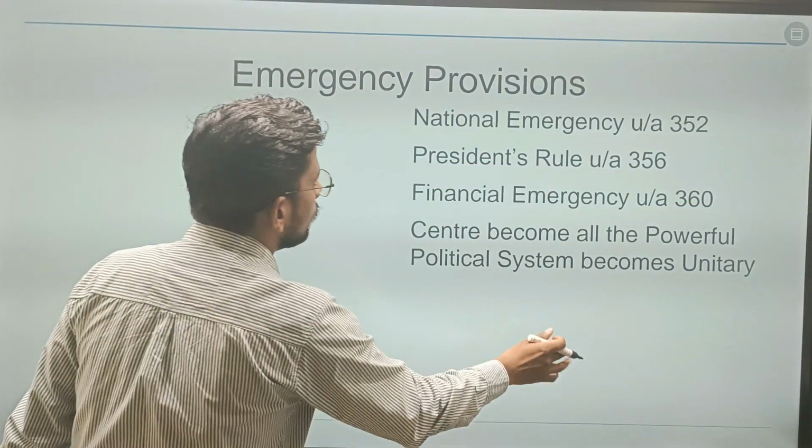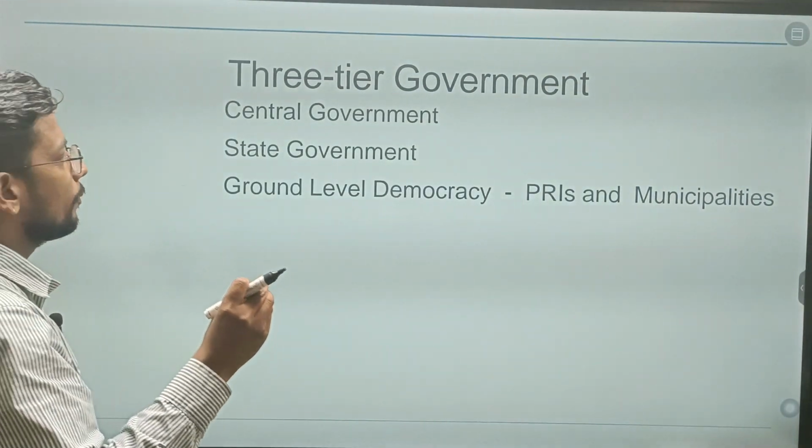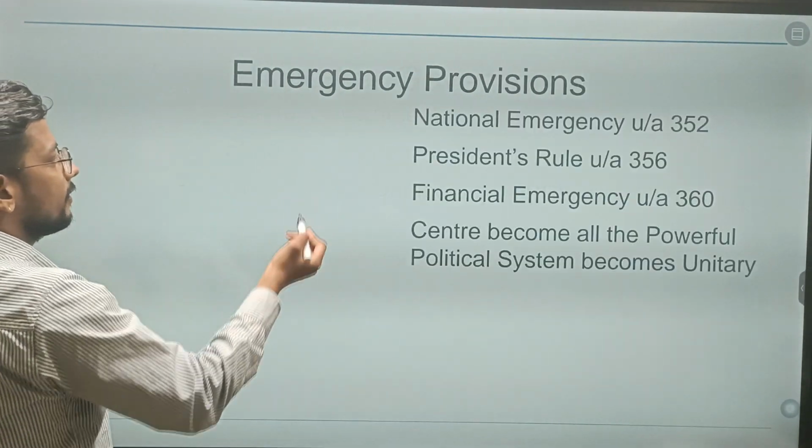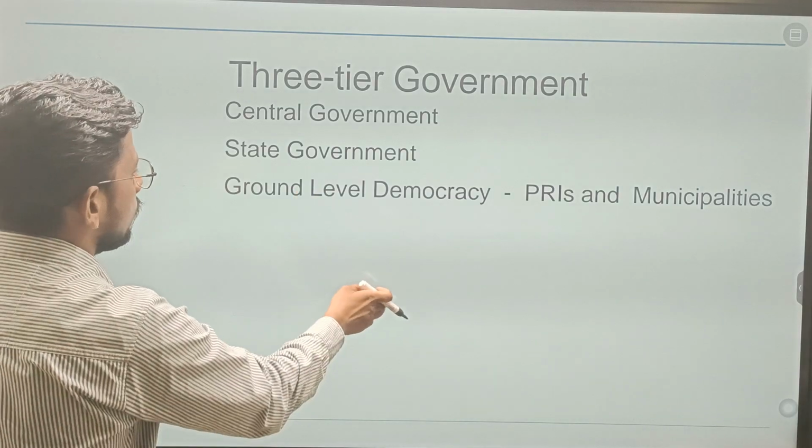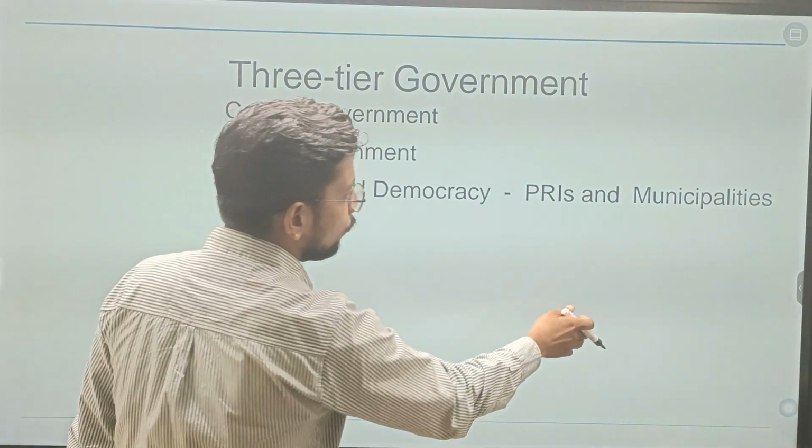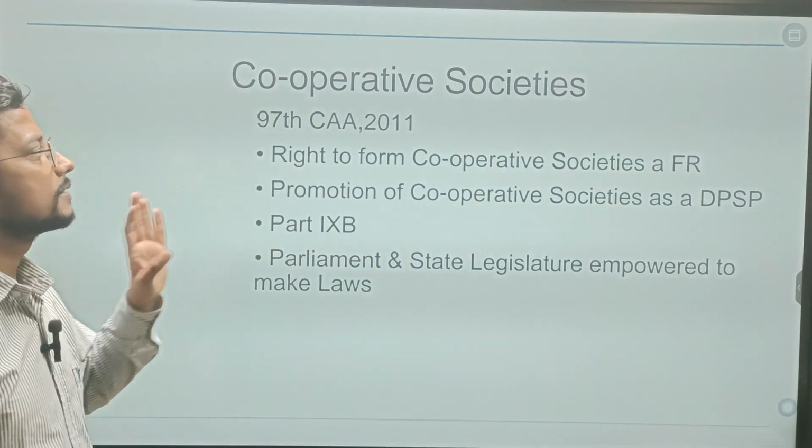Then next is three tiers of government. We have already discussed it: center, state, and ground level democracies, PRI and municipal corporations. This we have already discussed.